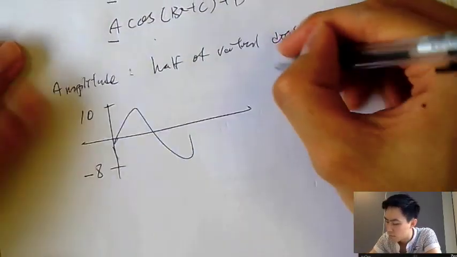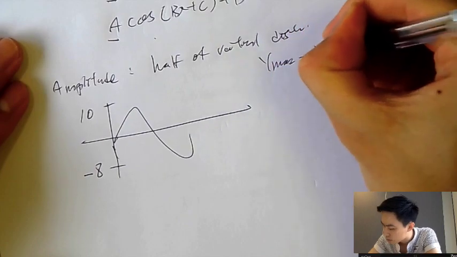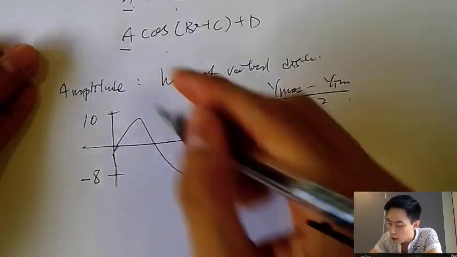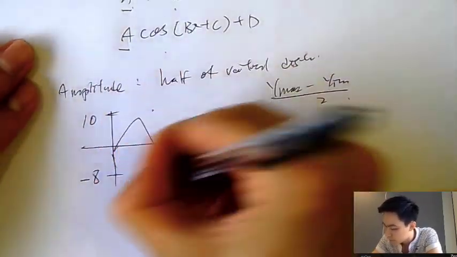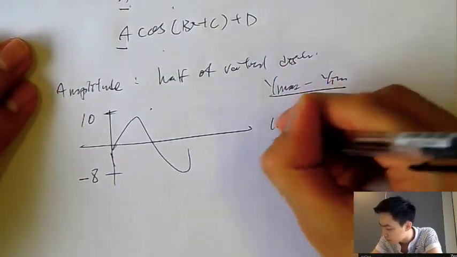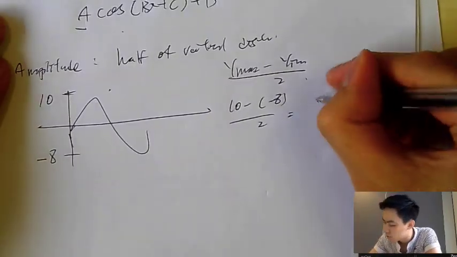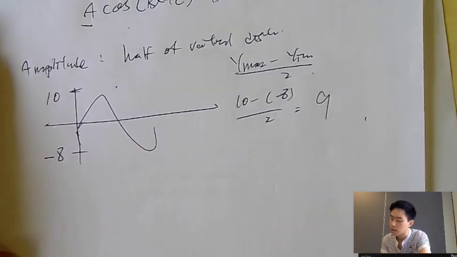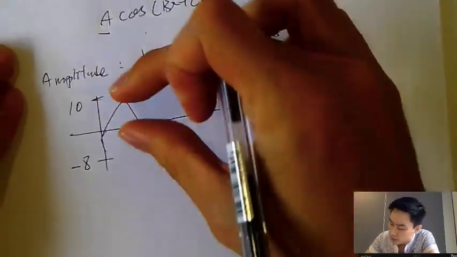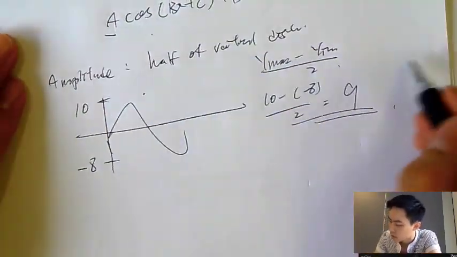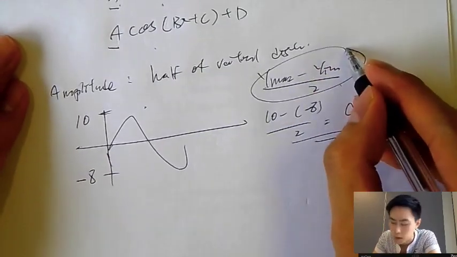An easy way to memorize this is y max minus y min divided by 2. So y max is 10 and the minimum is minus 8. So 10 minus minus 8, which is 18, divided by 2, which is equal to 9. So the amplitude of this one is 9. All you need to know is y max minus y min over 2.